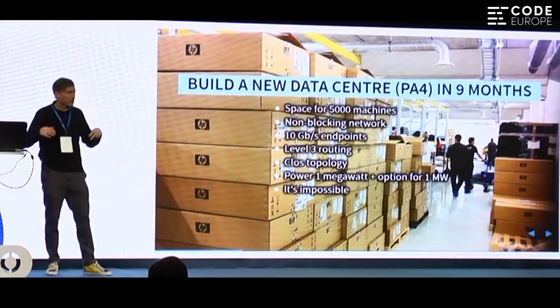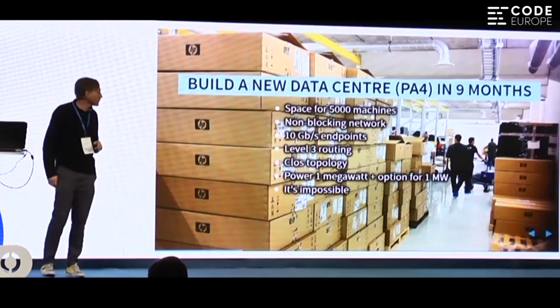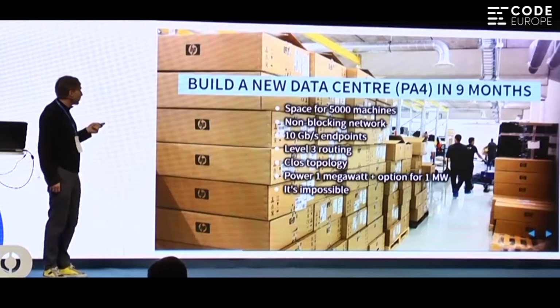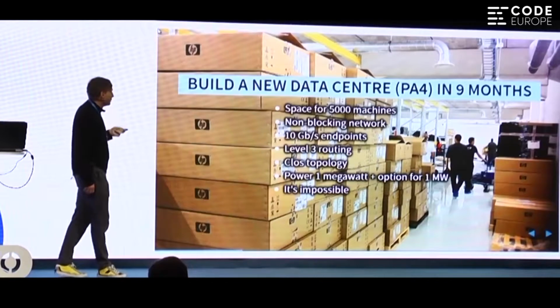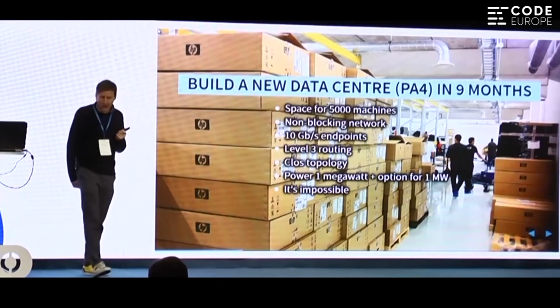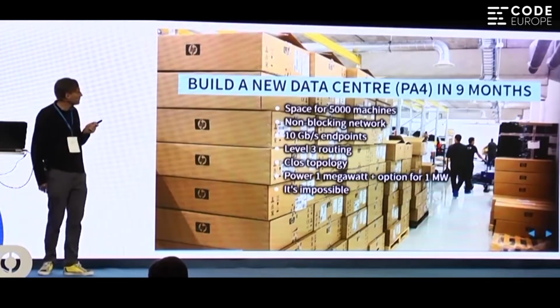We currently have 1 megawatt coming into the data center, but we can double that. What's important to know here is that we didn't know that it was impossible to do this in 9 months, but we did it, more or less.